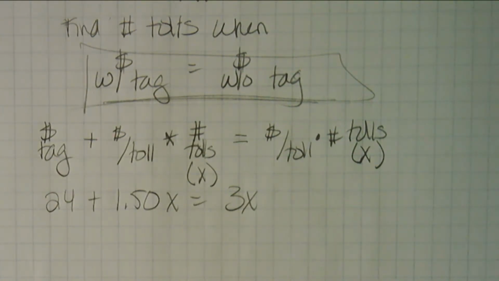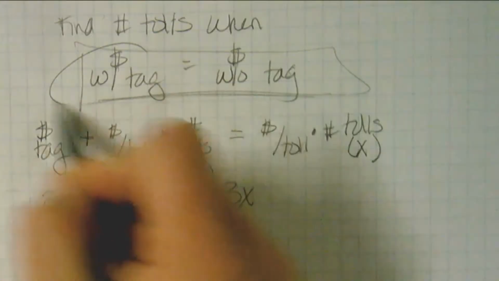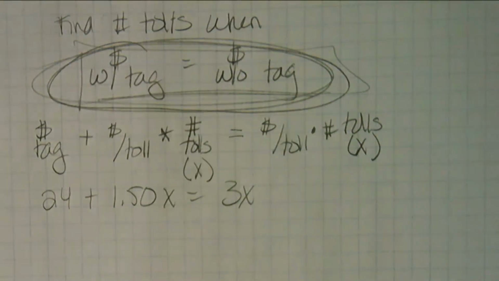Why? Is 24 the only cost of the tag? Okay. Is 3x minus $1.50x the cost of a toll with a tag or without a tag? No. You guys, this is your game plan. Put your hand down. This is what it said: after how many tolls will the cost with the tag be the same as the cost without? The cost with the tag equals the cost without a tag.